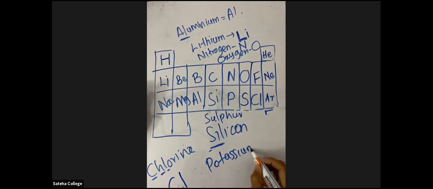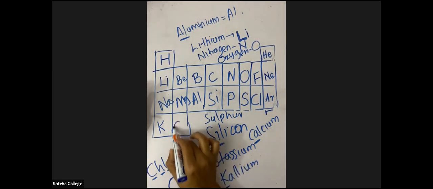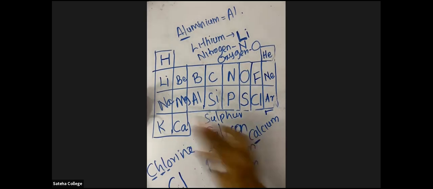The next one is potassium. The scientific name for potassium is kalium, so we use the first letter, K. Then finally, we have calcium. For calcium, we use the first two letters, that is Ca. So this, you should know in order for grade 10.